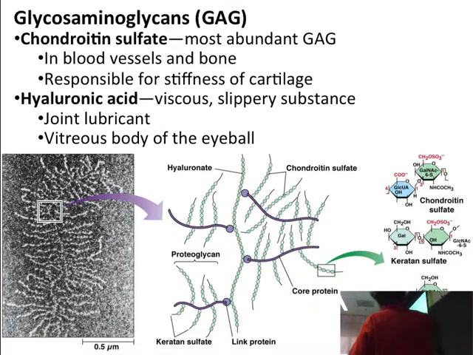These different structures can be found all over the place. For example, chondroitin sulfate is what makes cartilage sort of stiff, and hyaluronic acid is found in the bursa of your joints, which makes your joints not grind when they move over one another. It's the vitreous body of the eyeball. It's the clear jelly that light passes through on the inside of your eyeball.